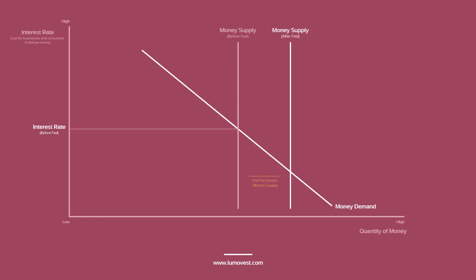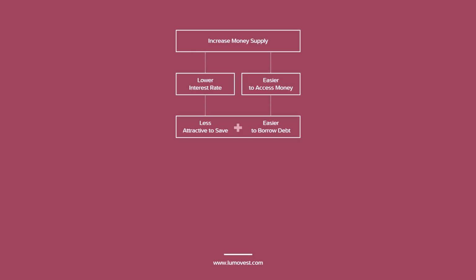When the Fed increases the supply of money relative to demand, the money supply line shifts to the right and the interest rate decreases. So not only does it become easier for consumers and businesses to access money, but with a lower interest rate, consumers and businesses earn less money from the money they have deposited in their banks. And with more money available at a lower interest rate, it becomes easier and cheaper to borrow debt, whether that's credit cards, mortgage, car loans, or student loans.